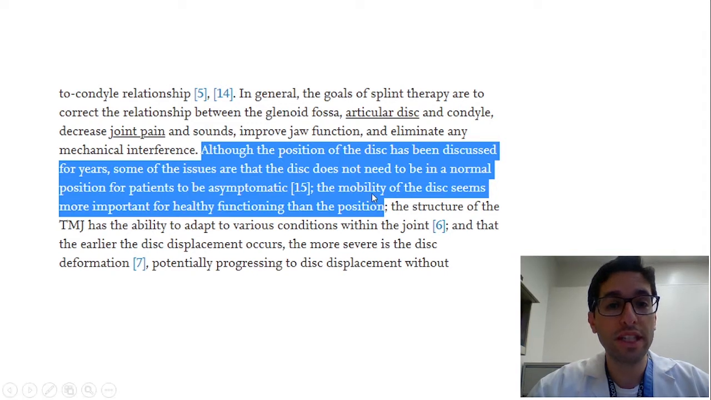The mobility of the disc seems to be more important for the health and the functioning of the disc. From what we understand, the mobility of the disc is what helps the lubrication of the disc and the different anabolic and catabolic processes. So we understand now the mobility to be more important than the position. But that was a tough question.